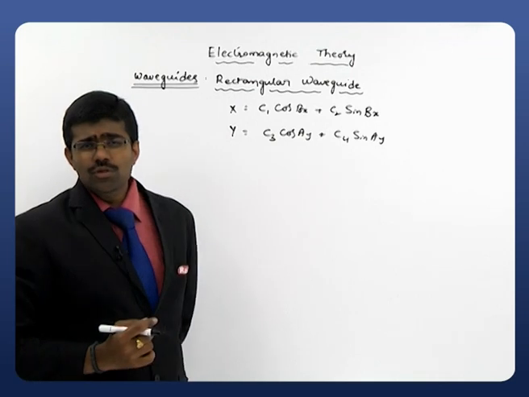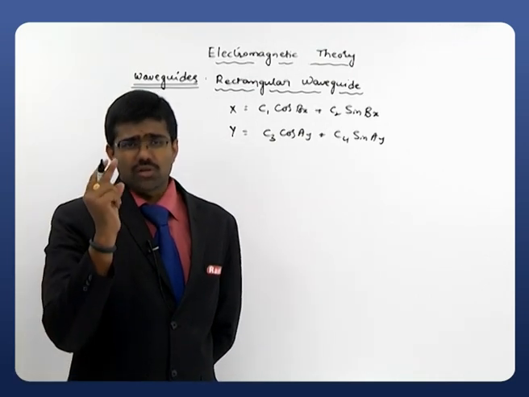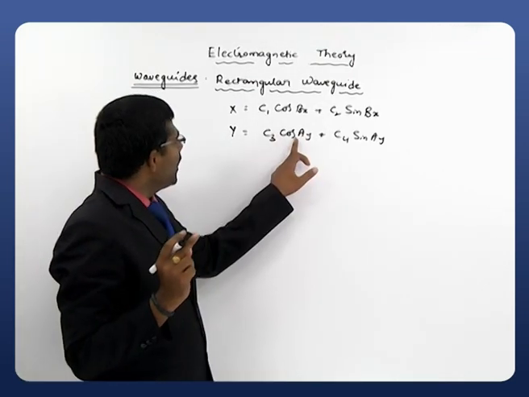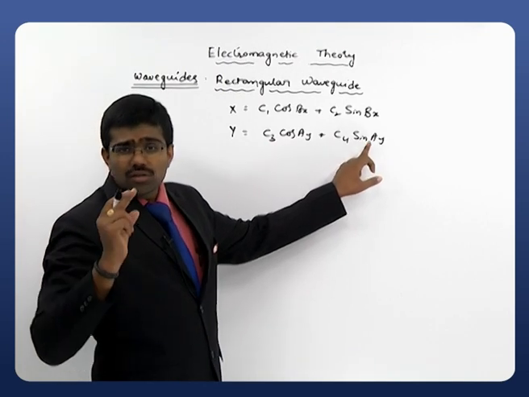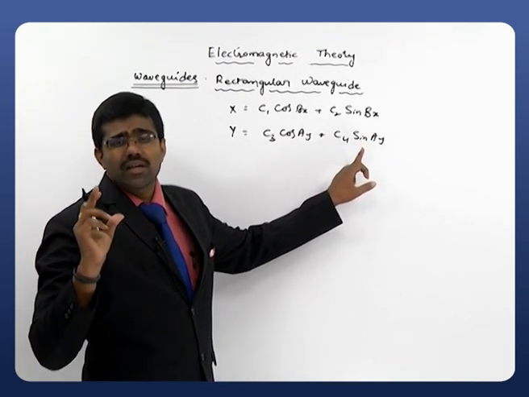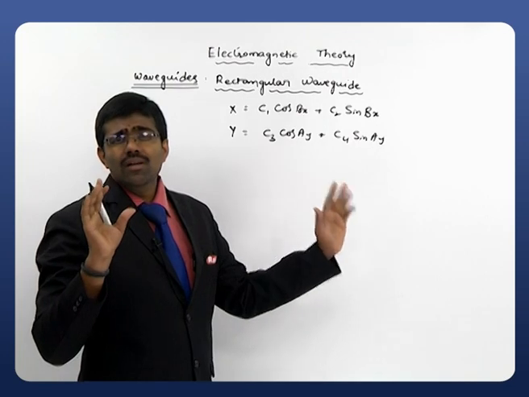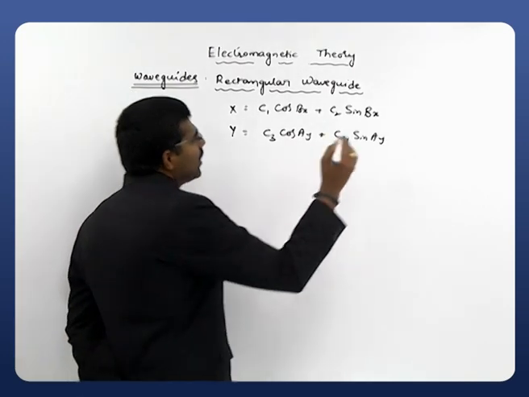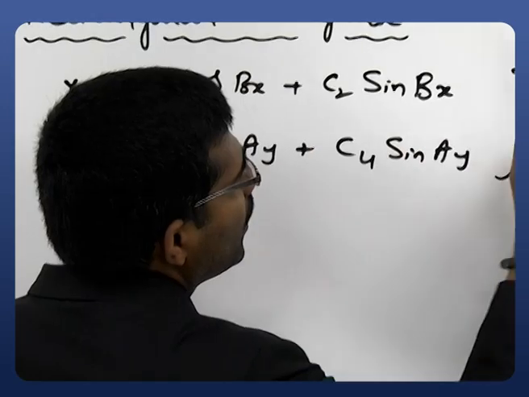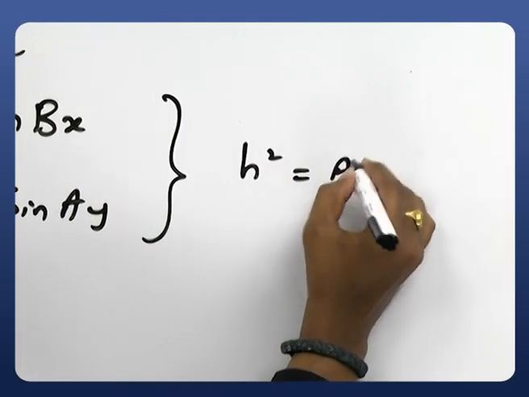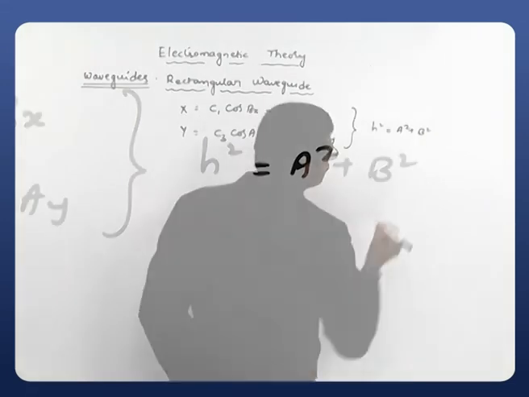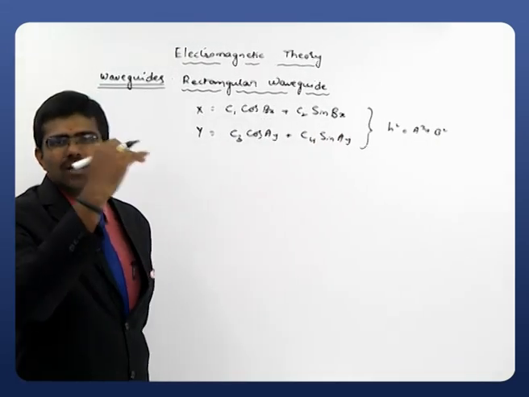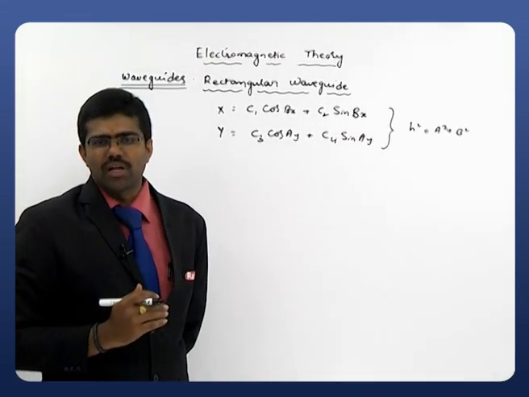While getting these solutions, we introduced two constants. What are they? A and b. They are not constants actually, they are functions of both x and y. And we will get one relation between a, b and h also. So what is the relation between a, b and h? h square is equal to a square plus b square. This is the relation we get in the intermediate step.